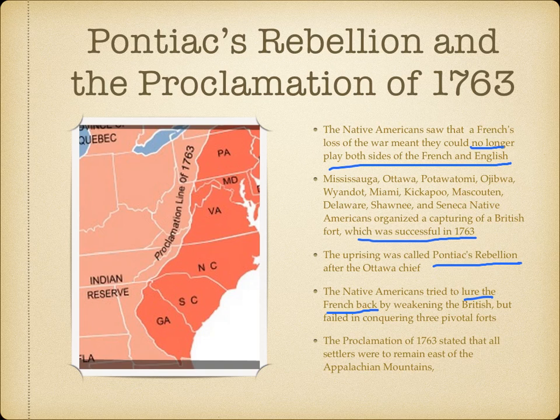The Native Americans tried to then lure the French back by weakening the British, but failed in conquering three pivotal forts. After running out of supplies that they originally received from British gifts during the war, the rebellion quickly fizzled out and died. It contributed to causing the American Revolution, as afterwards the Proclamation of 1763 stated that all settlers were to remain east of the Appalachian Mountains.